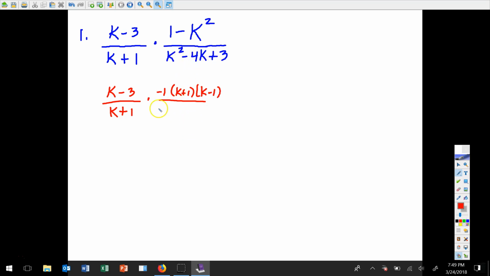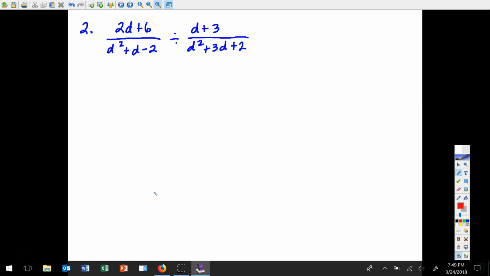Okay, and then this denominator factors as k minus 3 times k minus 1. Now every matching factor cancels diagonally, either direction, or vertically within a fraction. You just cannot cancel from numerator to numerator or denominator to denominator. So it looks like a lot of this cancels, and the only thing left is -1. And that's our answer for number 1.